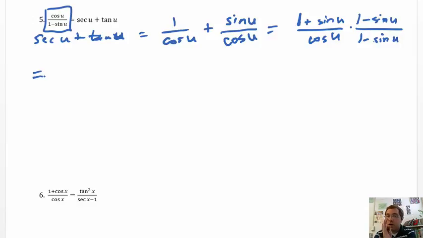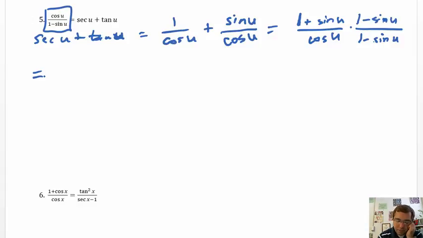First of all, realize that you can do that. What you're really multiplying by is just the number 1, because 1 minus sine of u divided by itself is just 1. So I'm not changing this fraction by multiplying it by 1, because that doesn't change it. So I can multiply it by 1 minus sine of u over 1 minus sine of u. That's a perfectly legal move. We haven't done anything against the rules.